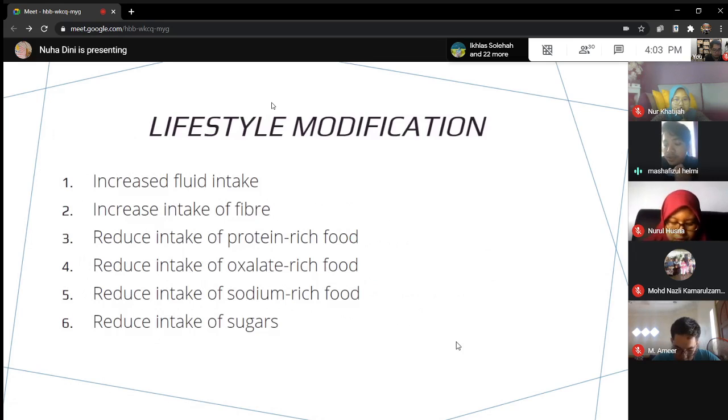So this is the modification of the lifestyle. The first is by increasing the fluid intake. Second, by increasing the intake of fiber, reduce intake of protein-rich food, reduce intake of oxalate-rich food, reduce intake of sodium-rich food, and also reduce intake of sugar. Next slide.